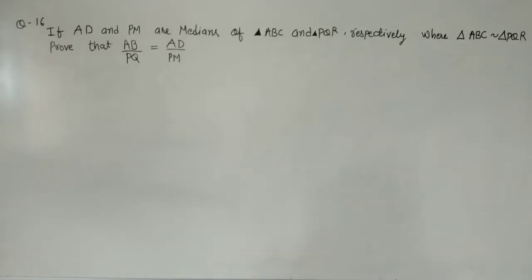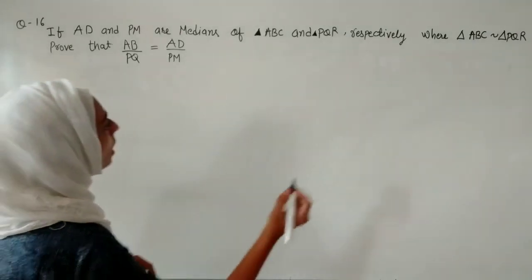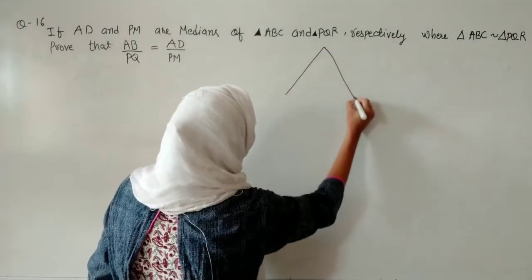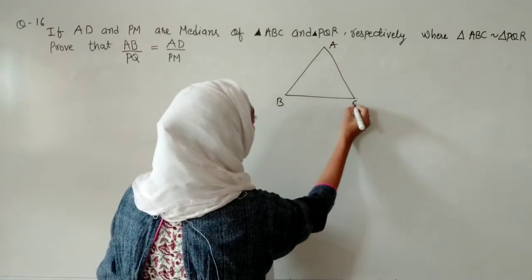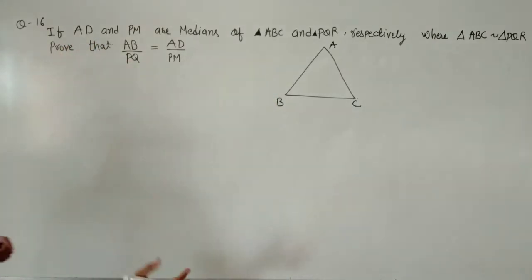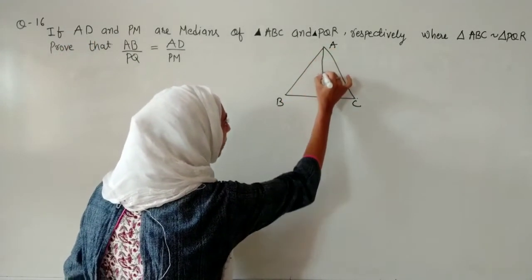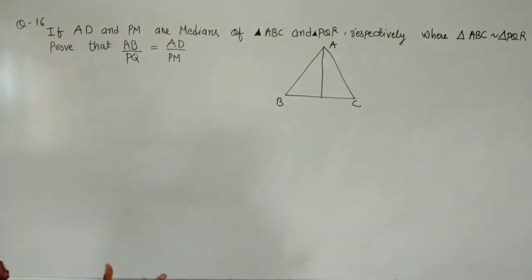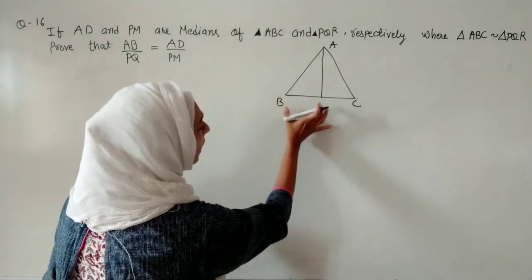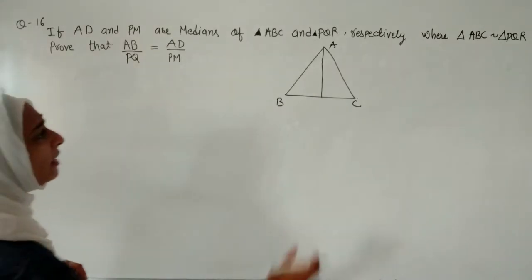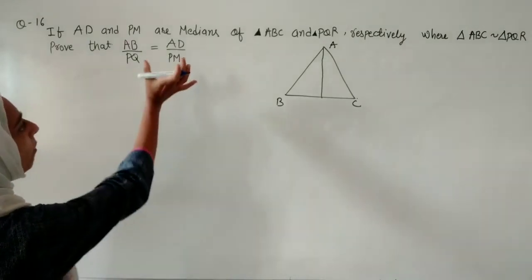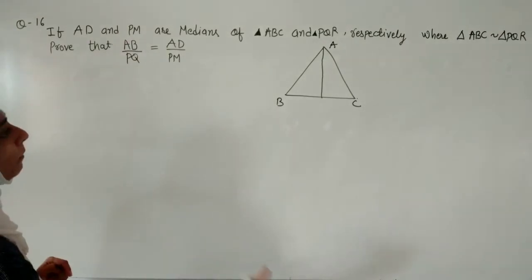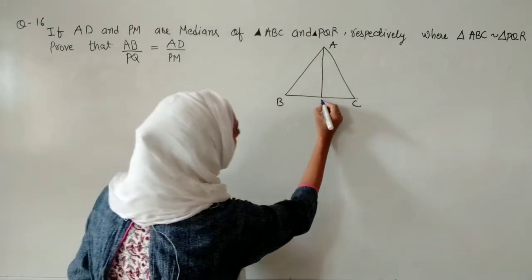This is our last question. If AD and PM are the medians of triangles ABC and PQR, let us draw the figure. If we draw one triangle and give it the name triangle ABC, it has median AD. So again I will tell you, what is a median? A median divides the side into two equal parts. It is not necessary that it will land over here and make 90 degrees over here. We are talking about a median, not a perpendicular. So here AD is our median.